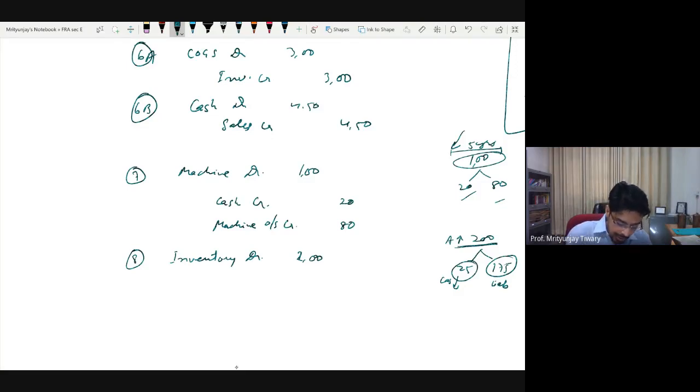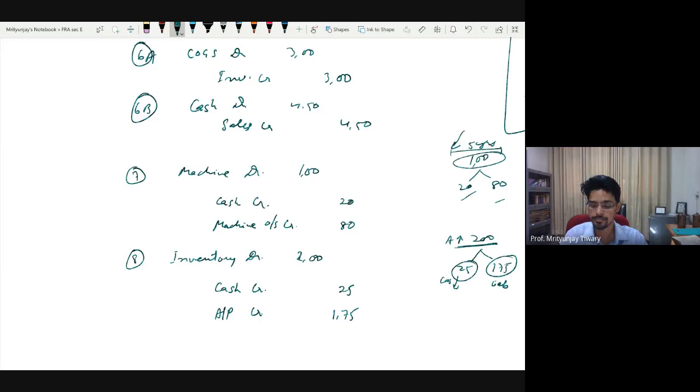One asset is reducing as well. Which asset is that? That is cash. So I will call cash as credit 25 lakh rupees. And then there is a new liability called accounts payable, credit 175.